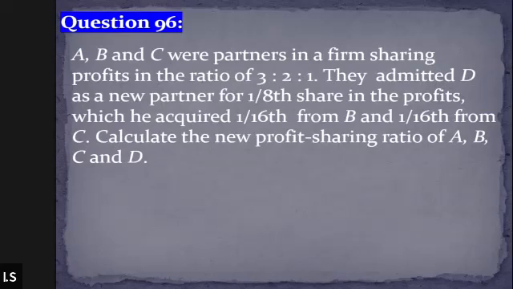Okay, next question, 96. A, B, and C were partners in a firm sharing profits in the ratio of 3:2:1. They admitted D as a new partner for 1/8 share in the profit, which he acquired 1/16 from B and 1/16 from C. Calculate the new profit sharing ratio. Will you be able to solve this question? Shall I give you 5 minutes to solve it?